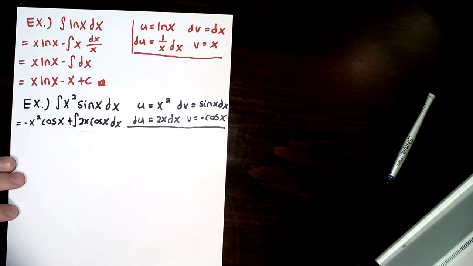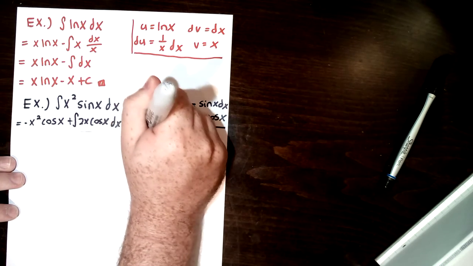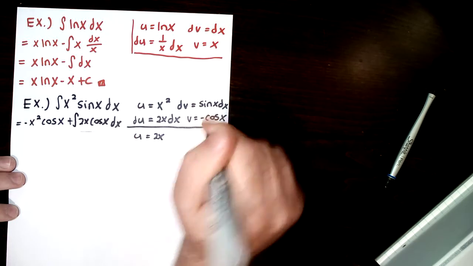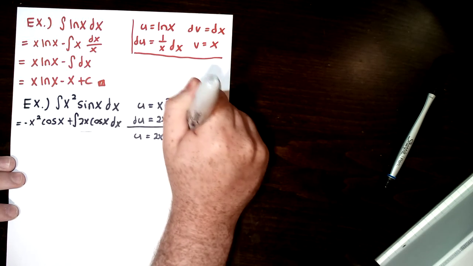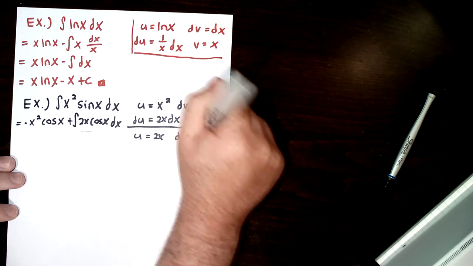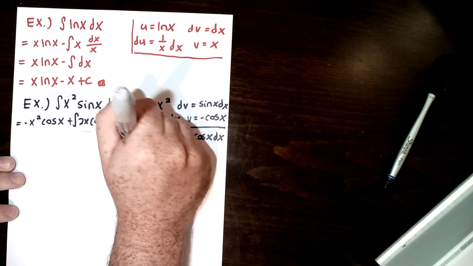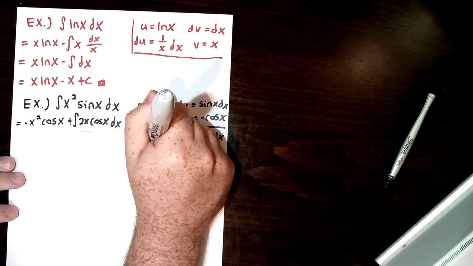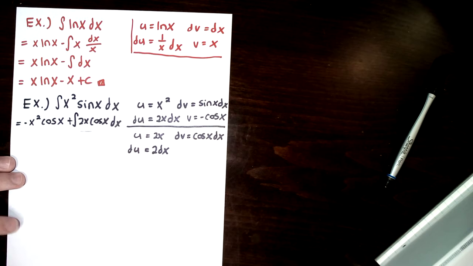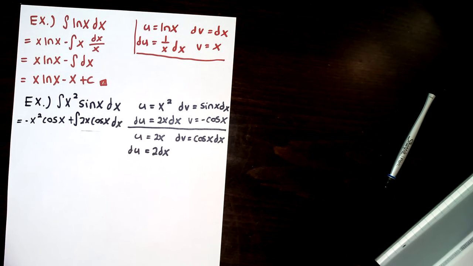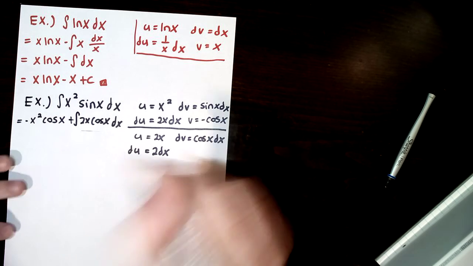So now we will go ahead and let u be 2x and set dv to be cosine of x dx. Let's go ahead and differentiate u. It'll just be 2 dx. And the derivative of which function is equal to cosine of x? Well, that's simply going to be the sine of x.